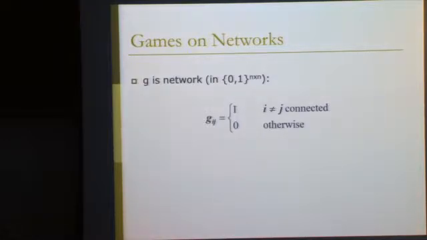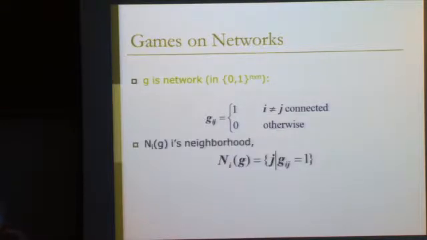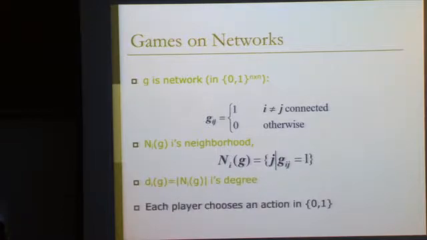Okay, so let's go back to our notation, just as a reminder. g_ij is the adjacency network that corresponds to whether i and j are connected or not. N_i is the neighborhood. d_i(g) is i's degree, and each player chooses an action in {0, 1}. I went through this quickly because you saw this before, but stop me if I'm not clear.